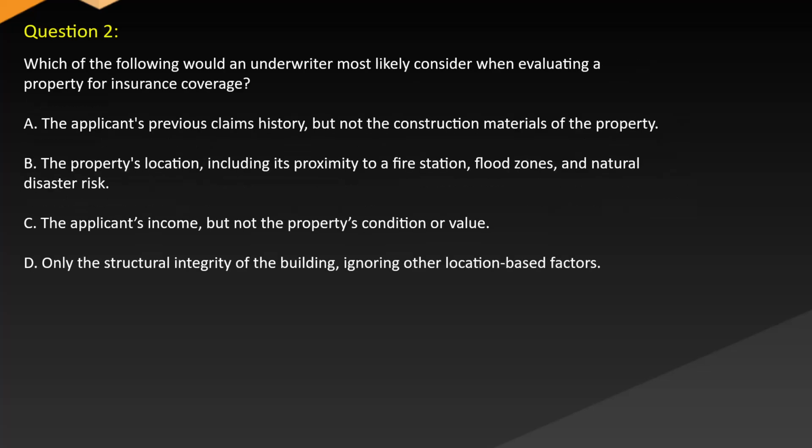Which of the following would an underwriter most likely consider when evaluating a property for insurance coverage? A. The applicant's previous claims history, but not the construction materials of the property. B. The property's location, including its proximity to a fire station, flood zones, and natural disaster risk. C. The applicant's income, but not the property's condition or value. D. Only the structural integrity of the building, ignoring other location-based factors.